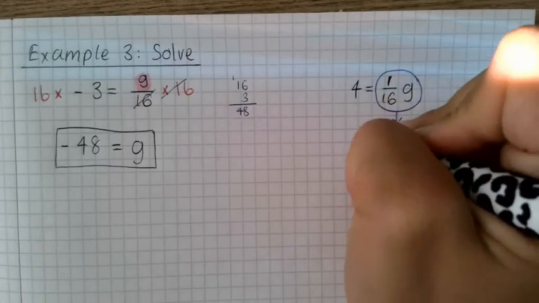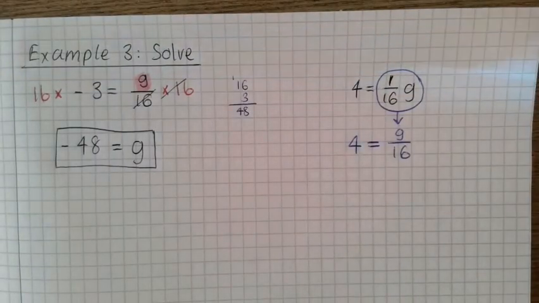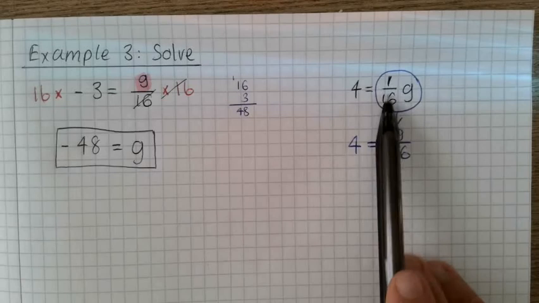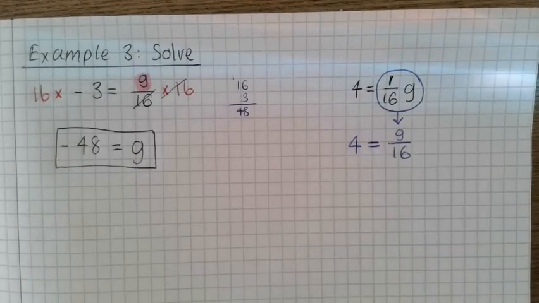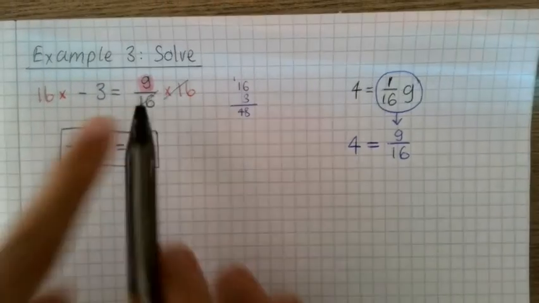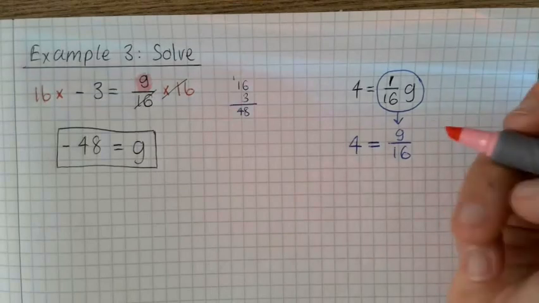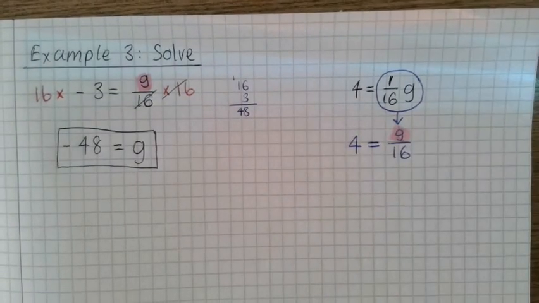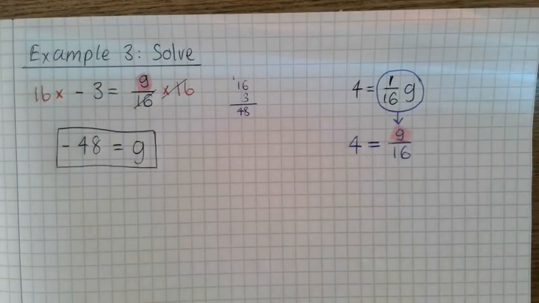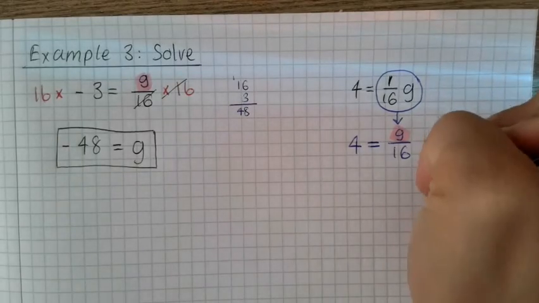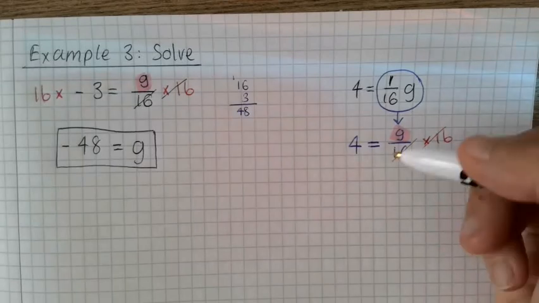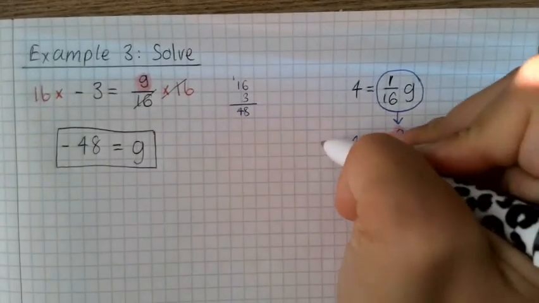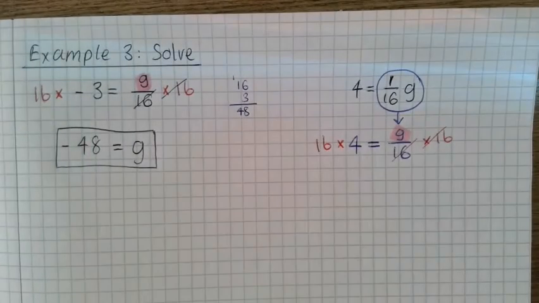I'm just going to copy down the equals 4 part. Whenever you see a fraction next to a letter like that, so 1/16 G, you can just put the letter up on the numerator there. So G over 16. Now this then is pretty much the same as this equation. We're trying to solve it, we're trying to find what G is. G is being divided by 16, so we are going to multiply by 16 to undo that and get G by itself, but we must do it to both sides because we're doing the balance method.